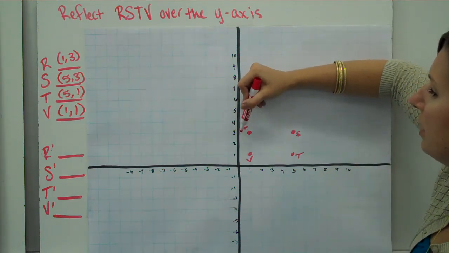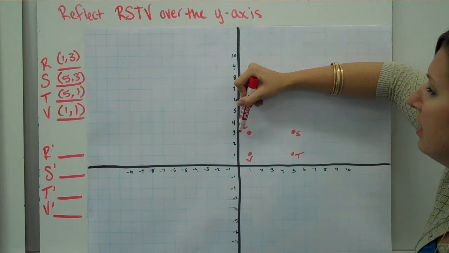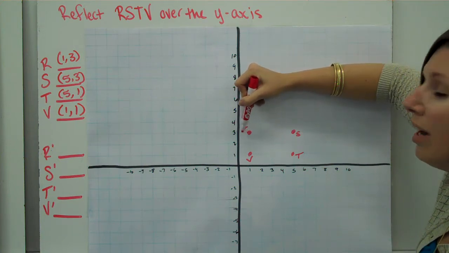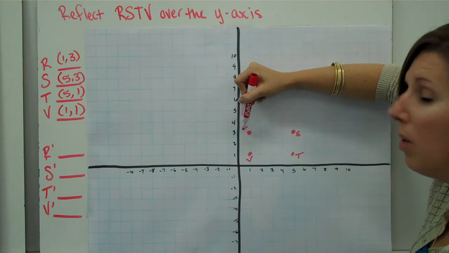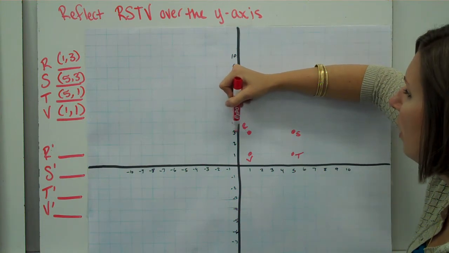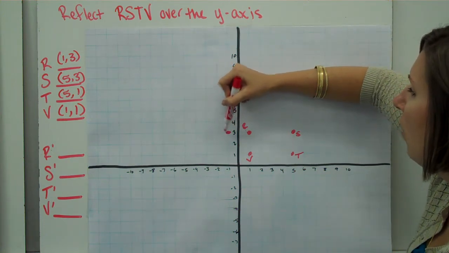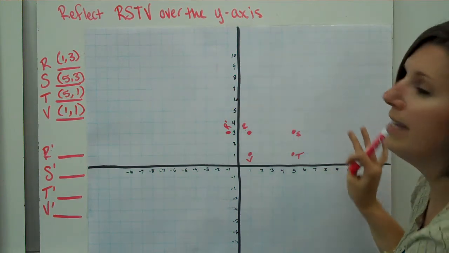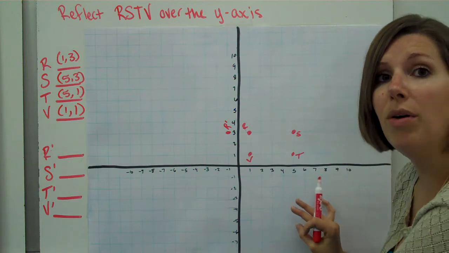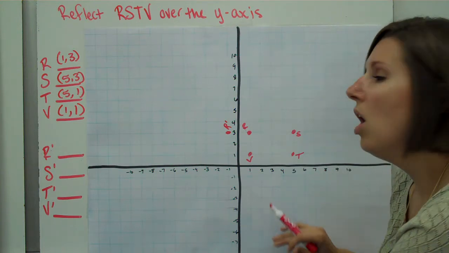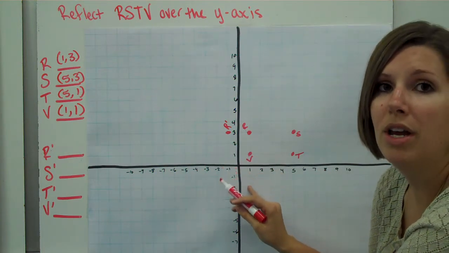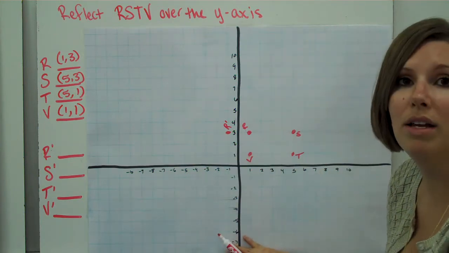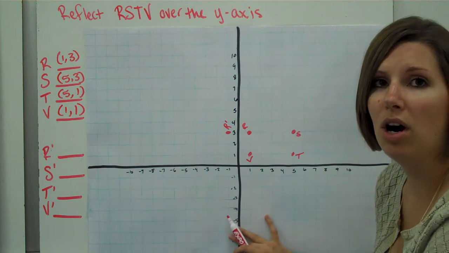So what I'm going to do is count how many spaces R is away from the y-axis. R is 1 unit away from the y-axis. Therefore, it's going to be 1 unit away on this side. This is my new R. I'm putting a dash by it so that you know it's my new R, not my old R. We call this prime notation. So if I were to talk to you about this new point, I would not call it new R. I would call it R prime.